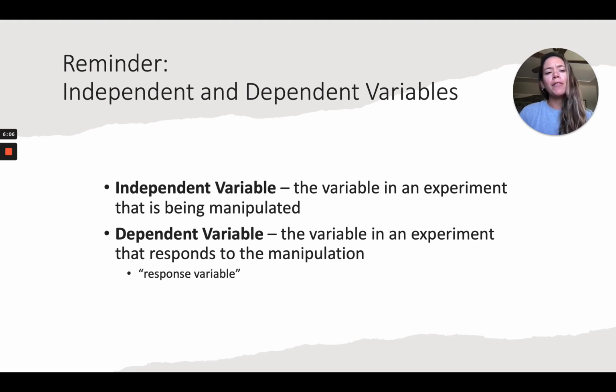Okay, now what about the dependent variable? The dependent variable, remember, is what responds to the manipulation in an experiment. It's depending on the independent variable. Now, in general, dependent variables are numerical, and so usually within the context of a biology class, you wouldn't have to worry about deciphering between categorical and numerical data for the dependent variable.